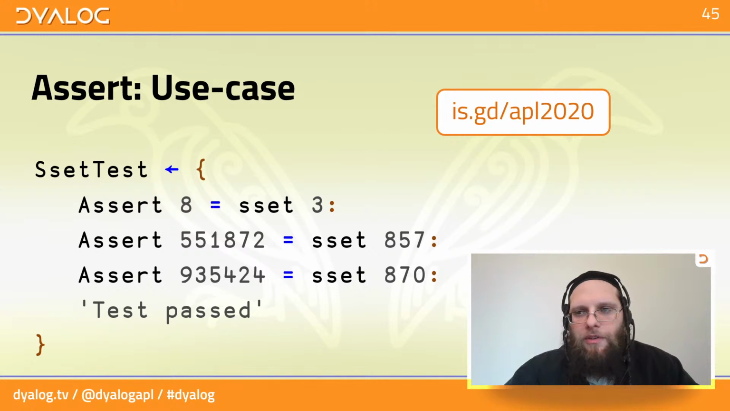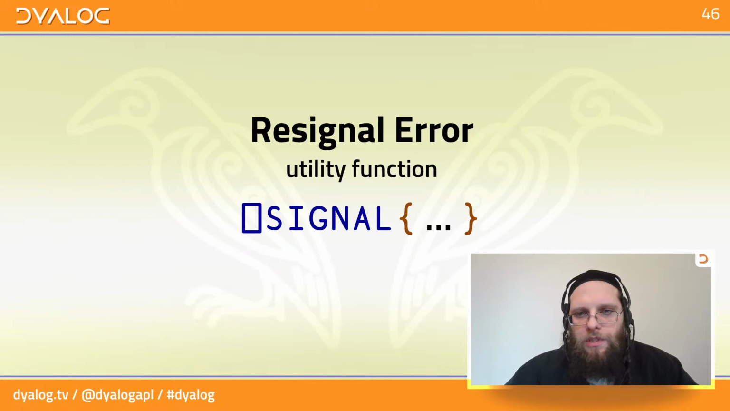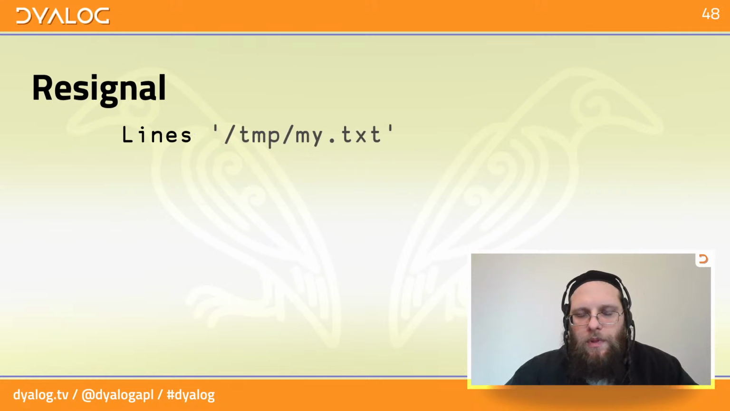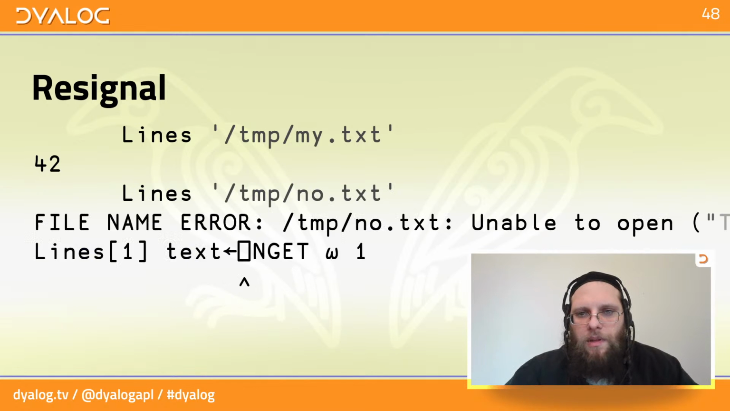And now, finally, for another utility function, which is to resignal errors. Here we're going to use a different example. This is a utility function for counting the number of lines in a text file. So we're getting the file out, the content, as a vector of vectors, and then we count it. We apply that, and we get a count. But let's say we call the function on a file name of a file that doesn't exist. Then we get a file name error, and the name of the file that's problematic and what the problem was.